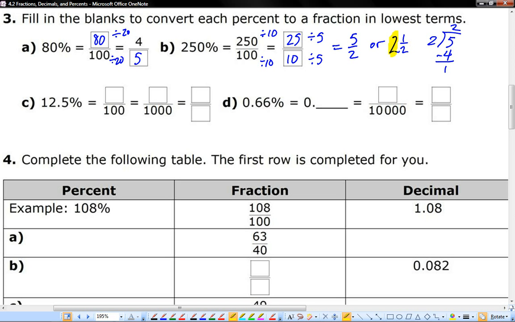Okay, the whole number 2 comes from the quotient. The remainder becomes the numerator, and the divisor is the denominator here, just so you know where all the parts go.